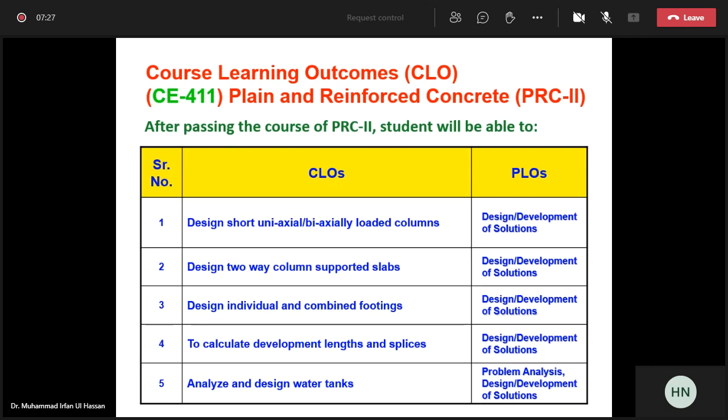Now the topics that have already been started by Professor Dr. Kaisab is column. I will start the topic design of the column supported slab, and footing will also be continued by me, and development length by Kazi Saab, and then the water tank design also by me.